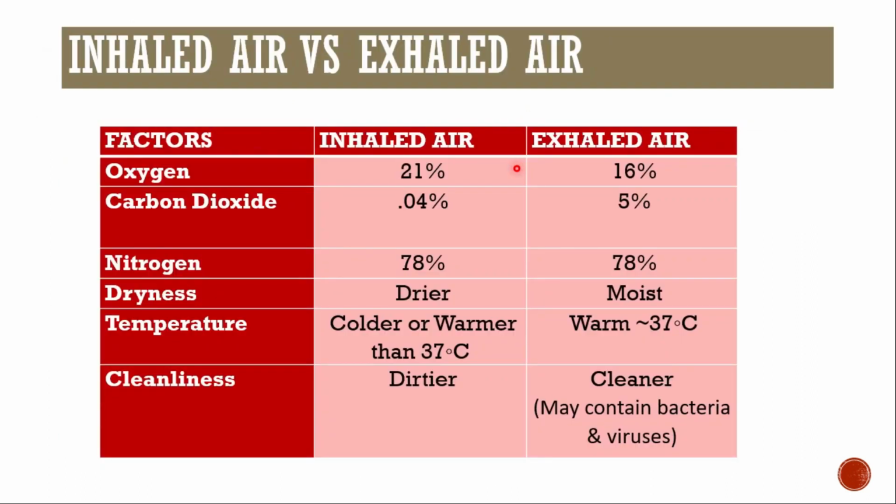The diagram shows a comparison between the inhaled air and exhaled air. If we talk about the composition of the inhaled and exhaled air, we can see that there is 21% oxygen present in the inhaled air, while exhaled air has 16% oxygen. That is, 5% of the oxygen is used up, absorbed into the blood.